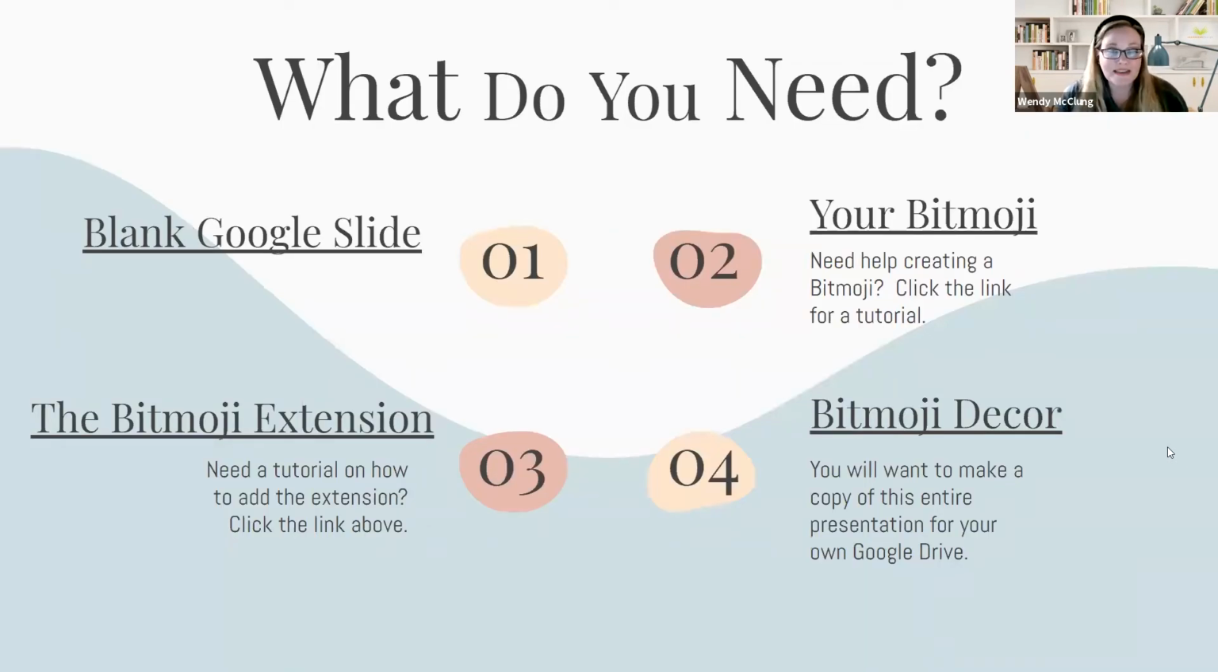So what do you need to get started? There's very little you actually need. The first one would be a blank Google slide. The second thing would, of course, be your Bitmoji. And I don't know, has everybody created their Bitmoji already on their phone, on the app? Okay, good. Did you happen to install it on your browser, the add-on? Okay. If not, I can show you how to do that. And there's some videos. I believe there is also a video that can show you how to do that. It's pretty easy. So the Bitmoji extension would be in your Chrome browser.